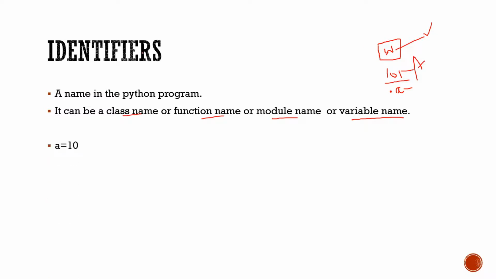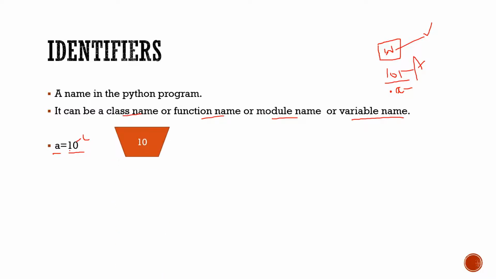Here I'm assigning the value A is equal to 10. You can see here 10 is a constant value that I'm assigning. A is my identifier. A is an identifier, but which identifier? It's a variable name. Okay, it's a variable identifier.